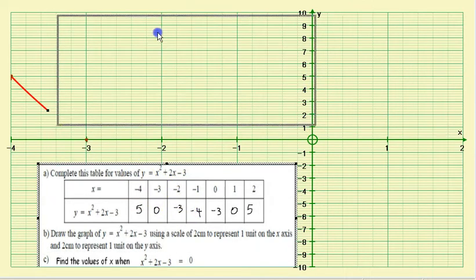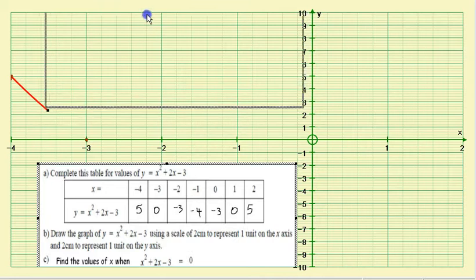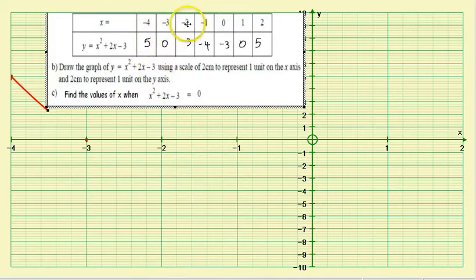So let's just move this out of the way. So when x is minus 2, y is minus 3. So we have minus 2 and minus 3 here. When x is minus 1, y is minus 4. So we have minus 1, minus 4, which is here. And then when x is 0, y is minus 3, which is here.